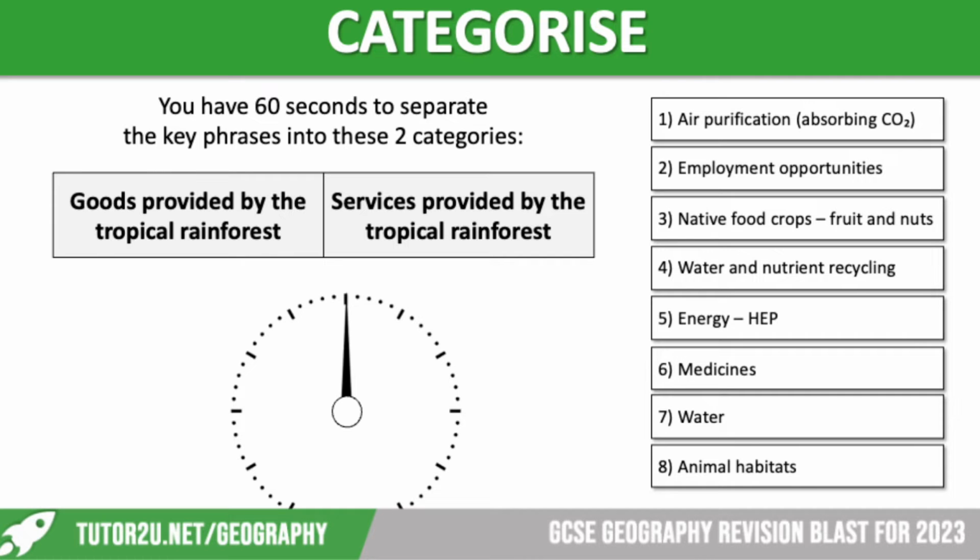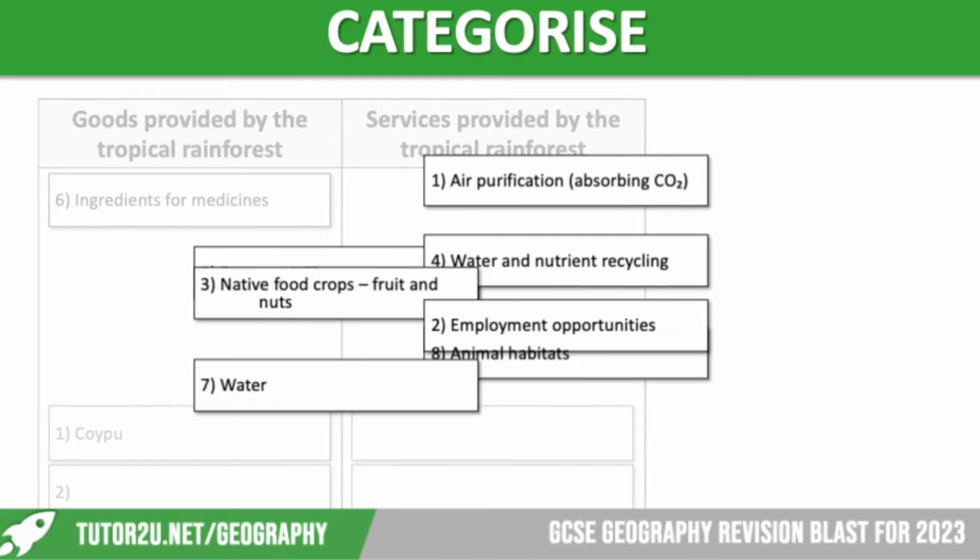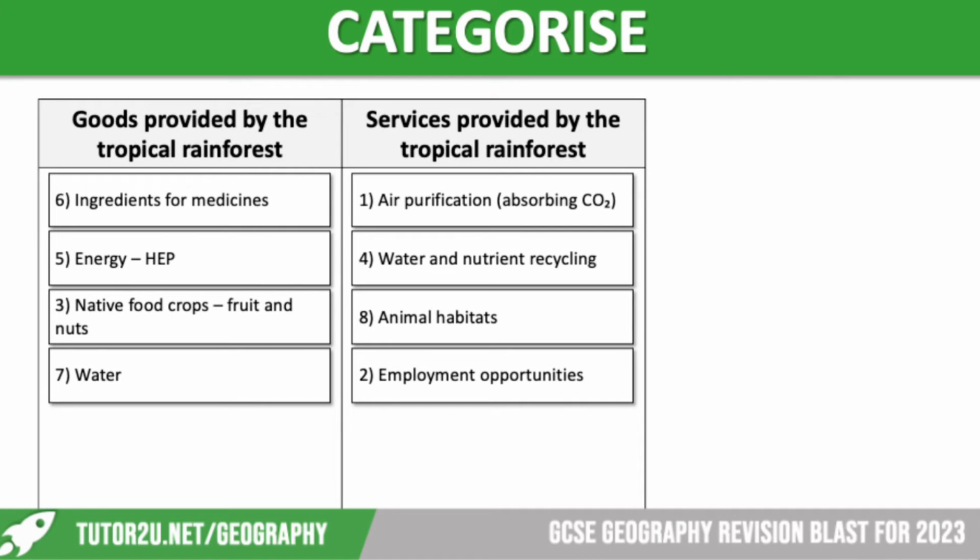Let's have a look at how you got on. So in terms of goods provided by the tropical rainforest, we have the ingredients for medicines, we've got energy, the water for hydroelectric power, for example, native food crops, food and water, and then we've just got water in general. Then in terms of services, we have air purification, particularly absorbing CO2, so really important for climate change, water and nutrient recycling, we've got animal habitats, and we have employment opportunities.